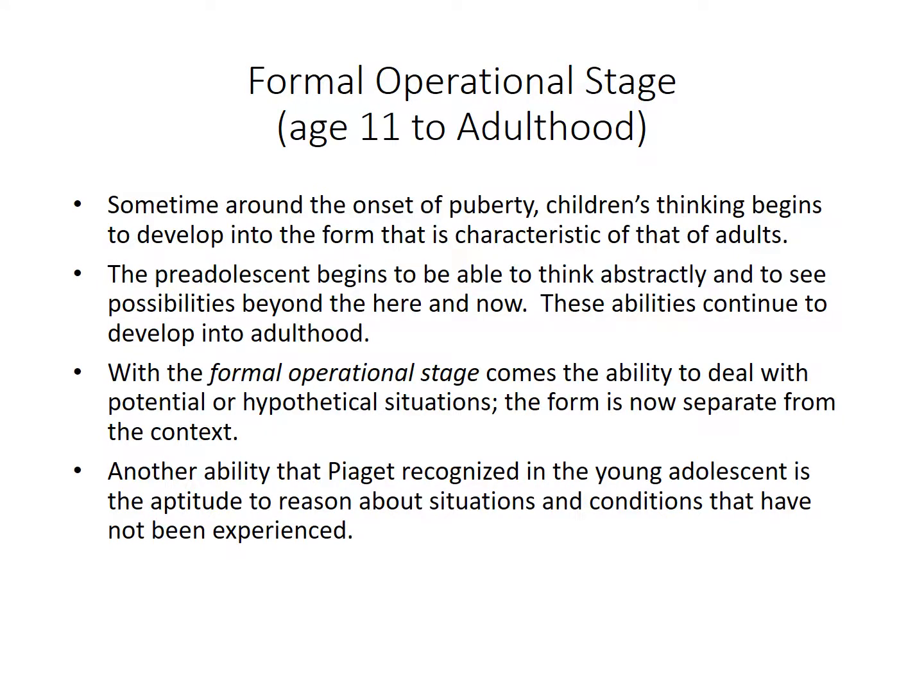More and more of your students will be at the formal operational stage, which takes place around the age of 11. Now, it's different for everybody, so you shouldn't think that, okay, you're 11, now you have to be in formal operational. Sometime around the onset of puberty, children's thinking begins to develop into the form that is characteristic of that of adults. The preadolescent begins to be able to think abstractly and to see possibilities beyond the here and now, and that develops into adulthood. With the formal operational stage comes the ability to deal with potential or hypothetical situations. The form is now separate from the context.